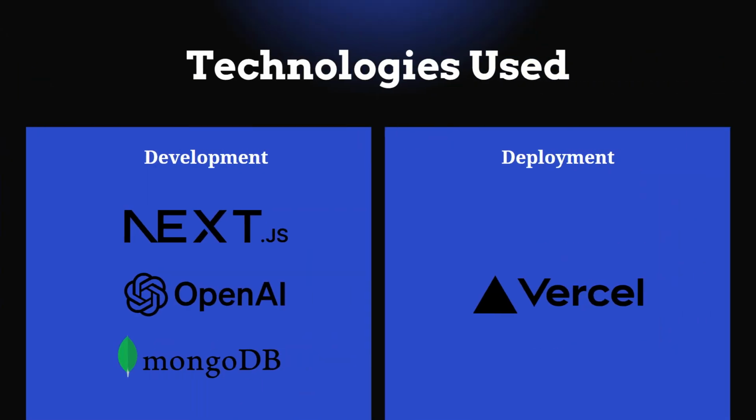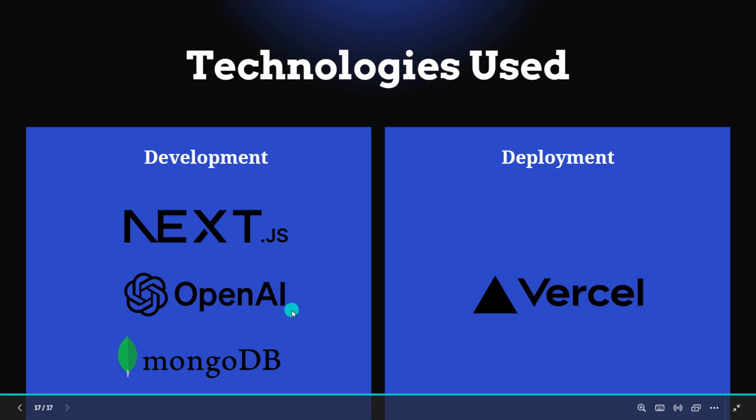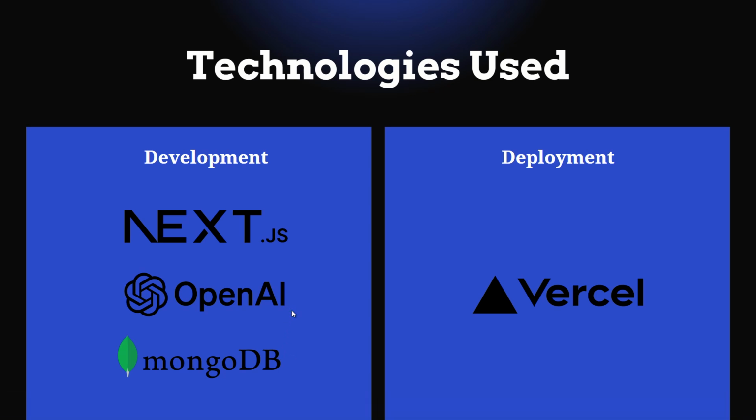For the technologies we have used to develop this system, we have used NextJS for the front end as well as for the back end. We have integrated ChatGPT's API to generate the dynamic quizzes, and we have used MongoDB for storing user authentication details, quiz metadata, questions, and the user responses. And for deployment, we have used the Vercel platform. So that is all about our project.